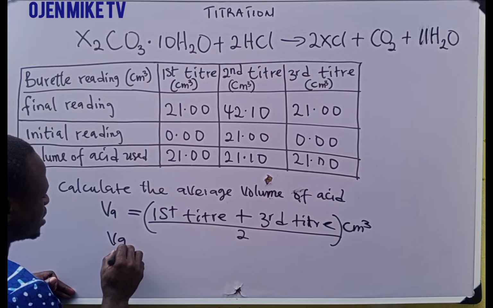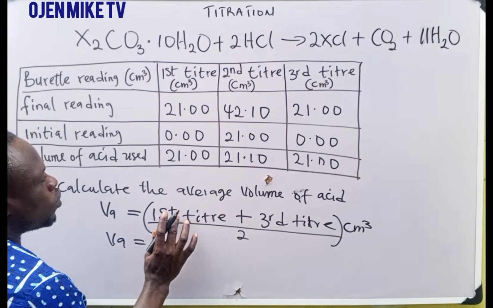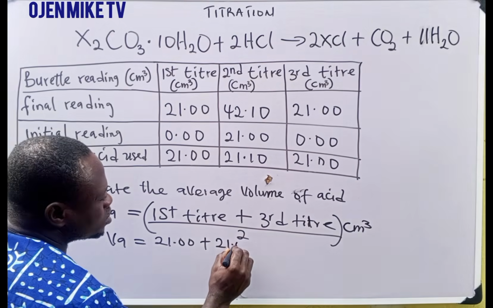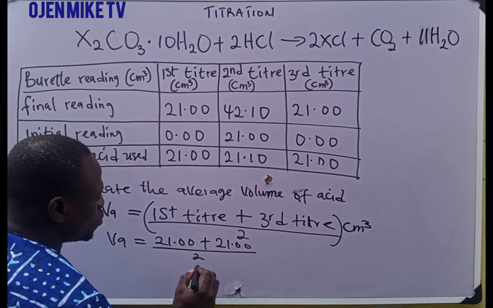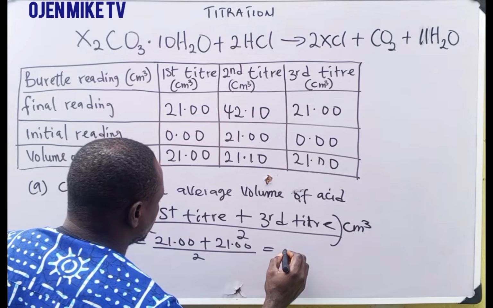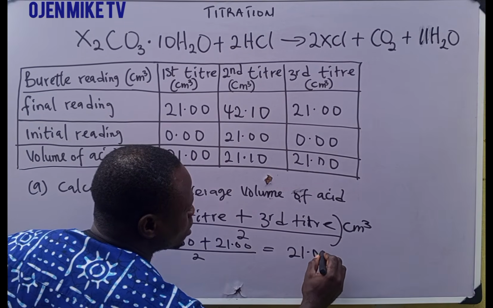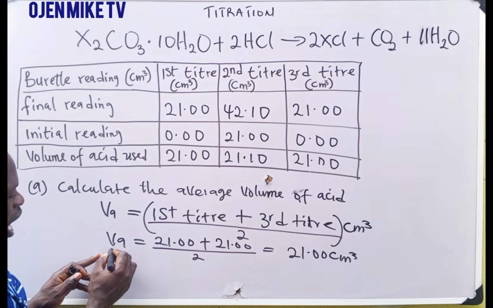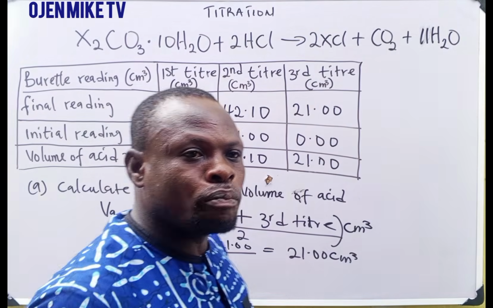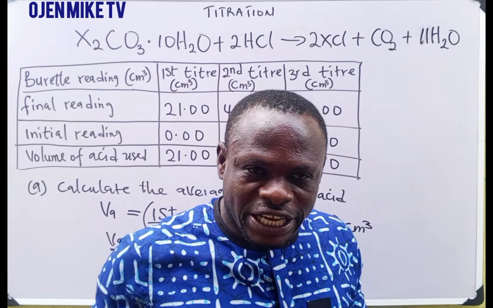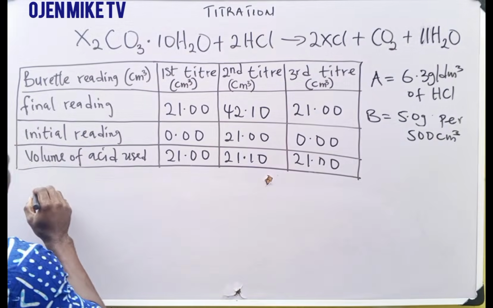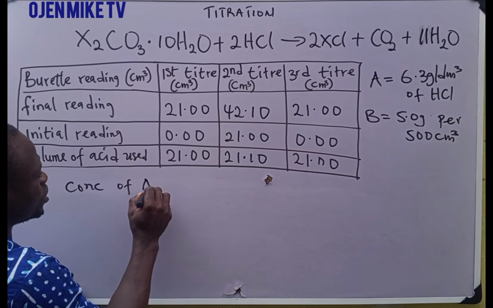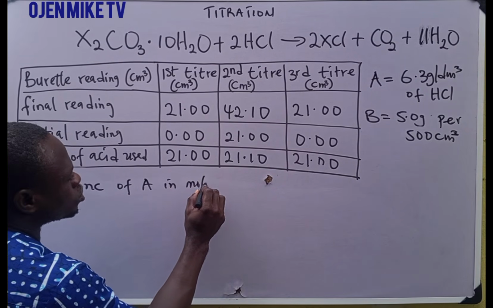So the average volume of acid will now be what? What is your first titer? Around 21.00 plus 21.00 divided by 2. So equals to what? At the end we have 21.00 cm cube. So our average volume of acid is 21.00. Do you understand?